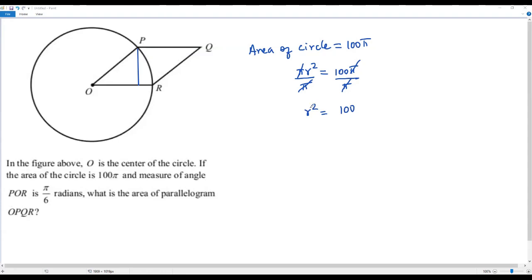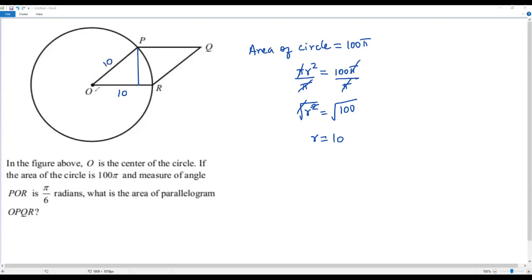Now to solve for r, I have to get rid of the square over here. For that, we have to take the square root on both sides. When I take the square root on both sides, the square root and square will cancel out. I am getting r on the left side. On the right side, we have the square root of 100. Square root of 100 is just 10. Now I got the radius of the circle, that is 10. So that's the base of the parallelogram, the length of OR. And this OP is also a radius of the circle, so the length of OP is also 10.